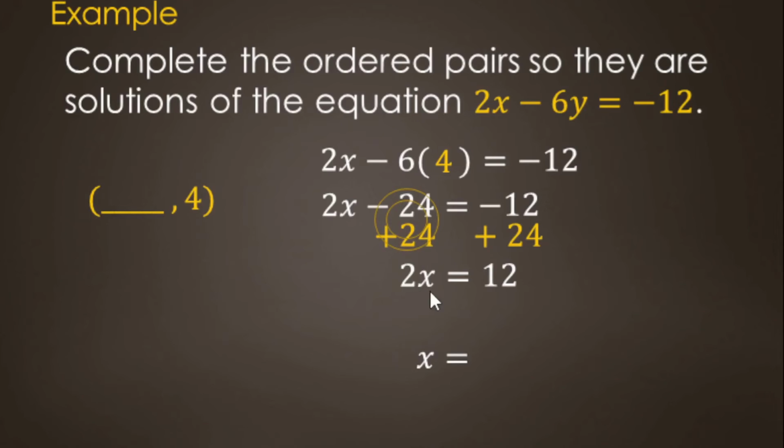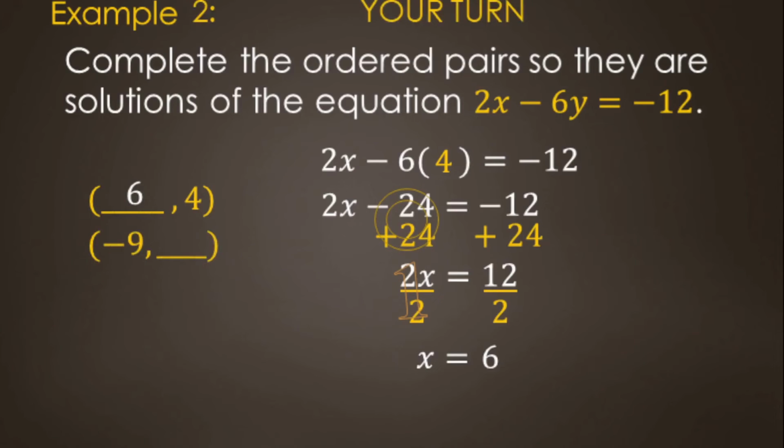So now we're multiplying 2 times x. We undo this multiply with a divide 2 to both sides. So 2 over 2 is just 1 x. There's 1 x right there. 12 divided by 2 makes a 6. So we know that (6, 4) is a solution for this equation here.